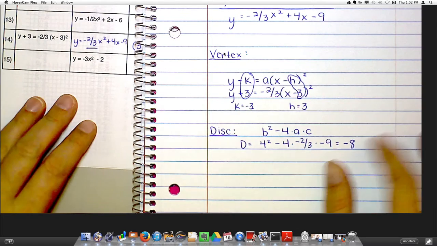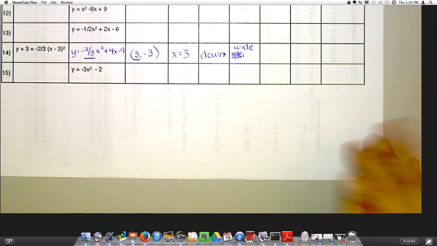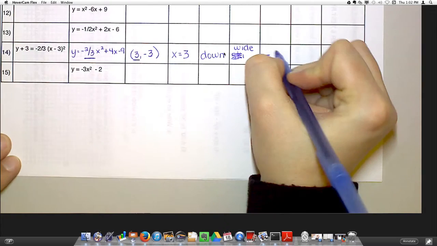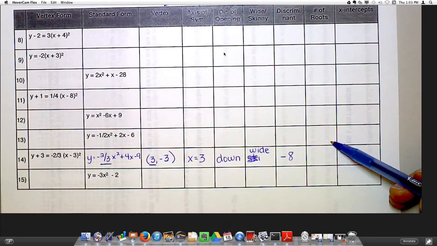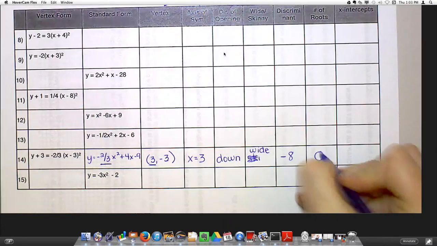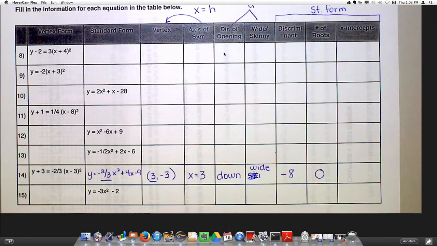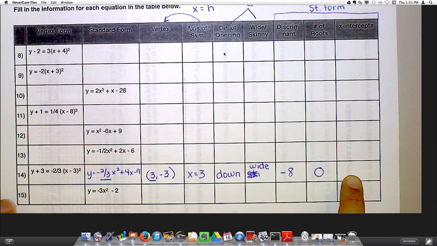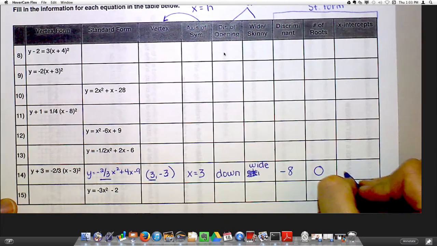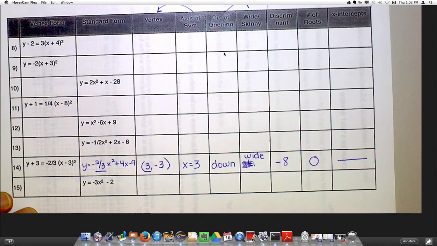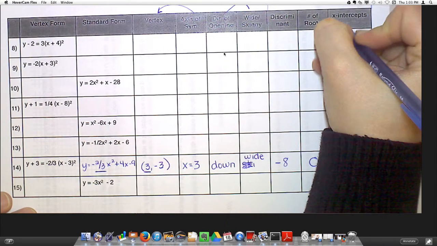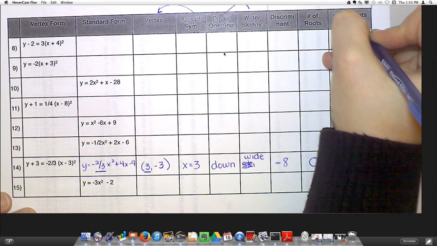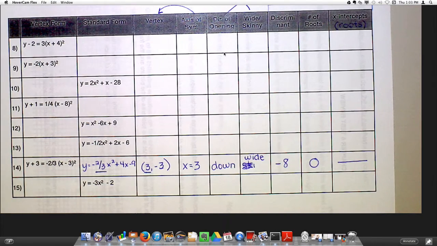So my discriminant is equal to -8. What does that tell me about my number of roots, which is my next column here? 0 roots. Yeah, it's negative, so that'd be 0 roots. And so if it has 0 roots, how many x-intercepts is it going to have? It's not going to have any, so I don't have to do any work for that. If it has no roots, x-intercepts are really the same as roots. I purposely asked that question differently so you could get used to that.